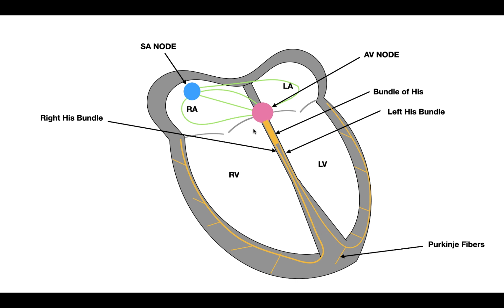myocytes. So once again, the signal starts from the SA node. It travels through the atrial myocytes to the AV node. The signal then pauses there, and then once the signal is released from the AV node, it moves down the bundle of His, down the right and left His bundles, and then down the Purkinje fibers where it will depolarize the ventricular myocytes. And then once the ventricular myocytes are depolarized, it causes contraction. So that is going to be how the heart beats in general.